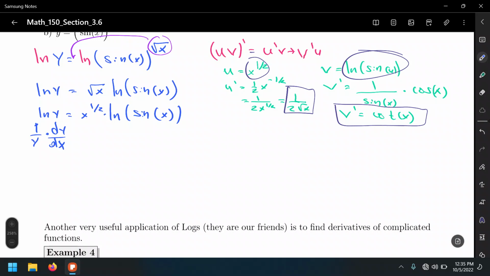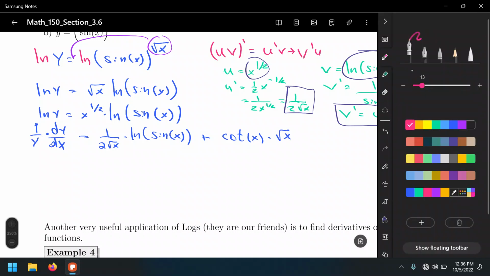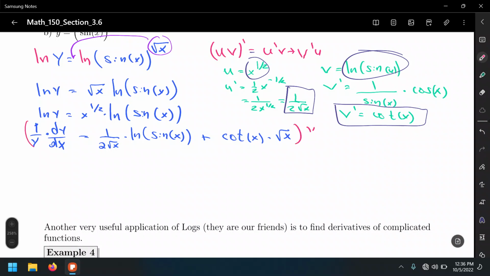Alright, well, we can go about the product rule: u prime v. So u prime is 1 over 2 square root of x times v, which is ln of sine x, plus v prime u, where v prime is cotangent of x, times u, which is x to the 1/2. But in this case, since we're not going to differentiate this x to the 1/2, we can just write it back as the square root of x. And we're essentially done with the differentiation. All we need to do is multiply both sides of this equation by y to isolate the dy dx.